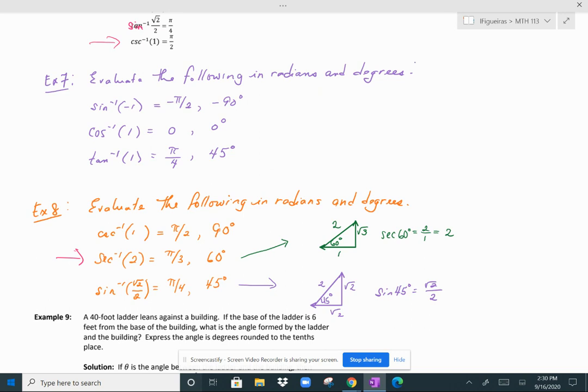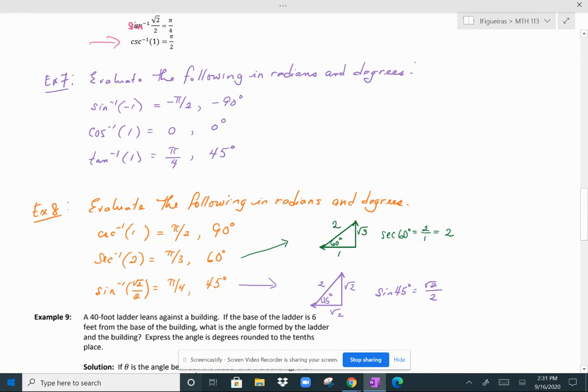So here's another one that should look familiar, sine inverse of root 2 over 2. For what angle would the sine equal root 2 over 2? Where again, here is your 45 degree triangle. That's when it's pi over 4 in radians or 45 degrees in degrees.